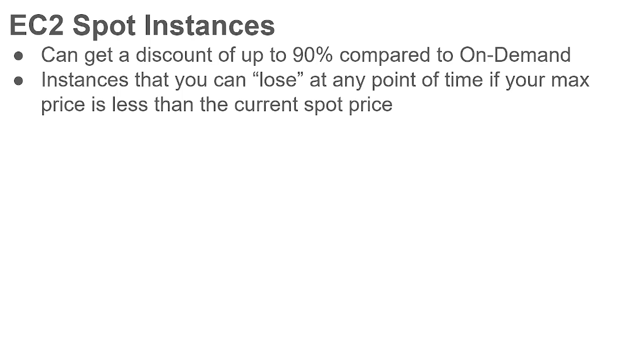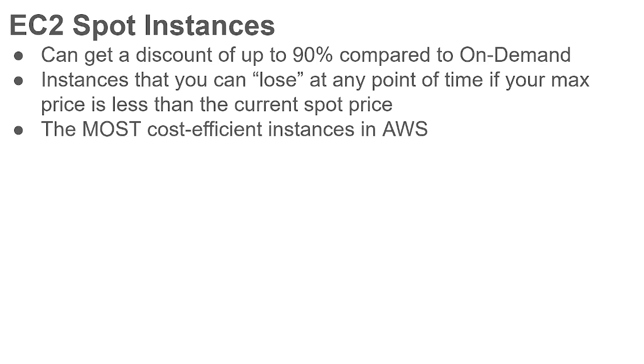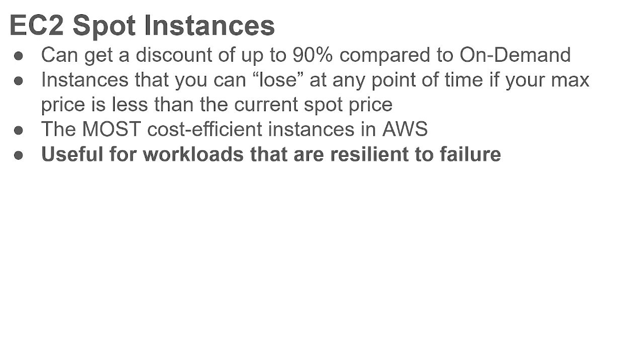Now what is this? Suppose you have set your maximum price at $20 and you have crossed it, you have used $21 or $22, okay, so you have used more than your maximum price. Your current spot price is more than your maximum price. So what now? Your instance will be lost, okay. The most cost efficient instances in AWS, it is very useful for workloads that are resilient to failure, okay.